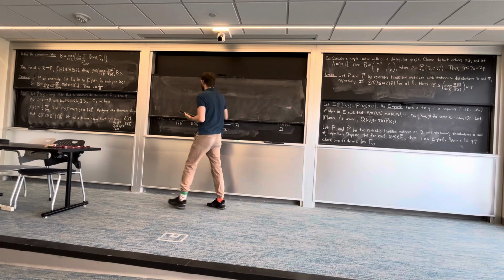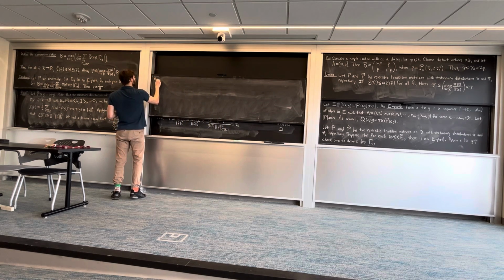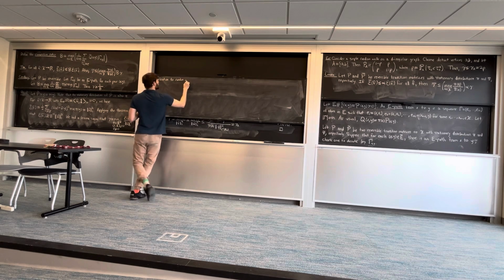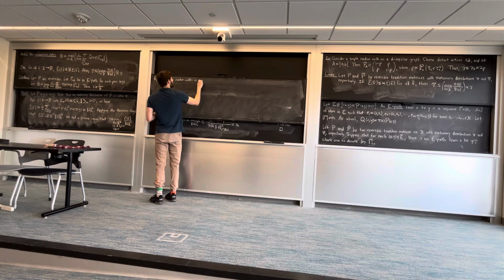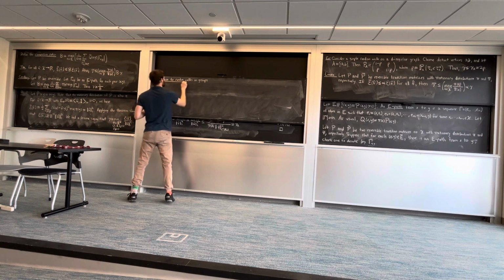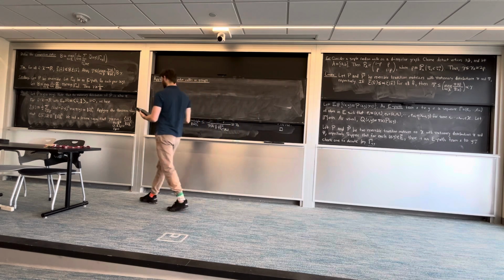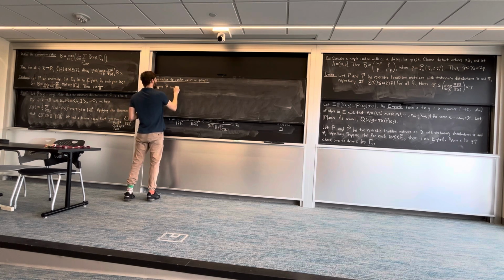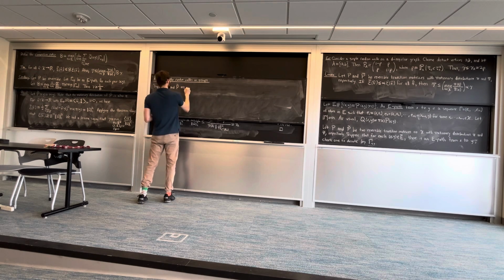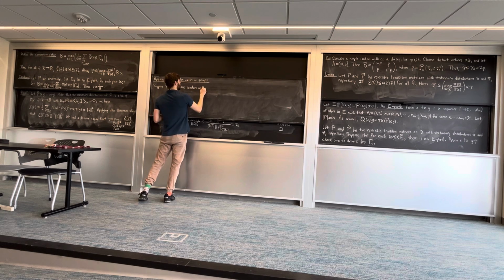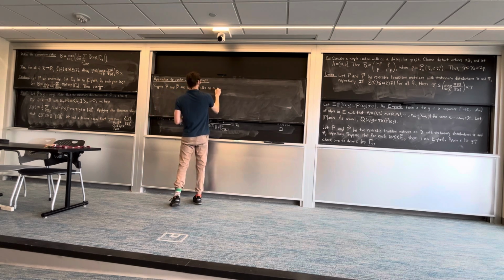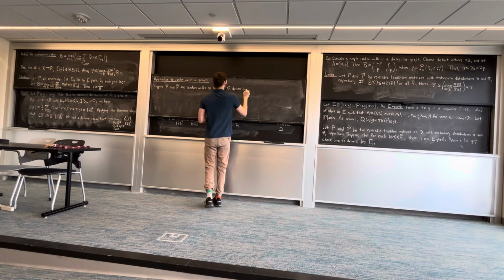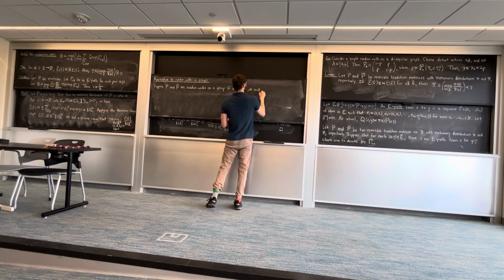Okay, let's do an application to random walks on groups. Suppose P and P tilde are random walks on a group G driven by some measures mu and mu tilde.